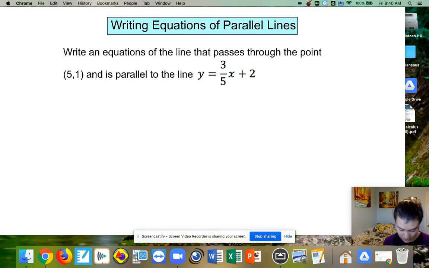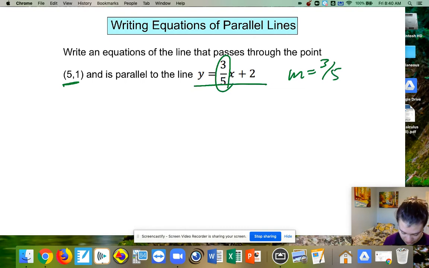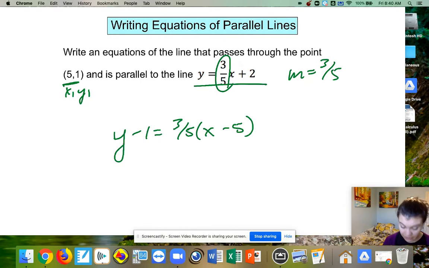It goes through this point and is parallel to this line. So remember, parallel means the slope is the same. So we want this to be our slope. Our new slope is going to be just the same, 5/3. So here's our x1, y1. We can have y minus 1 equals 3/5 times x minus 5. And it didn't say to write in slope-intercept, so we can leave it here in point-slope form, just like this.